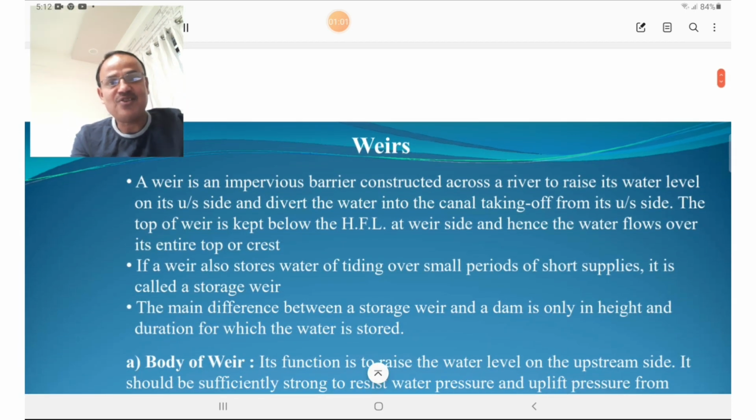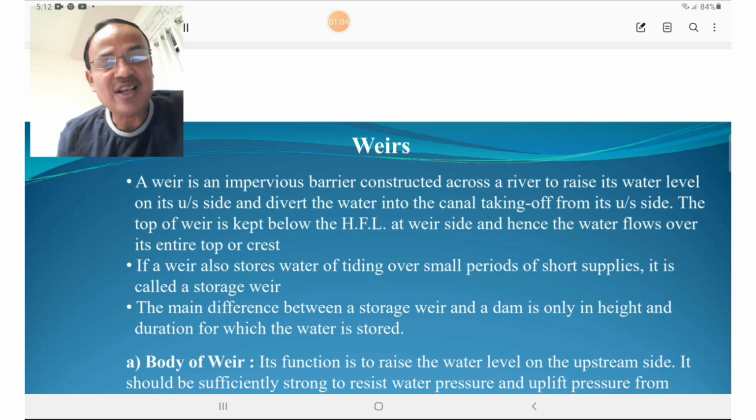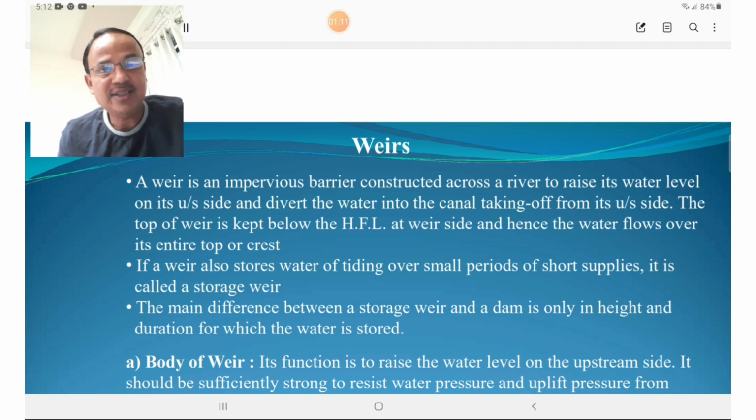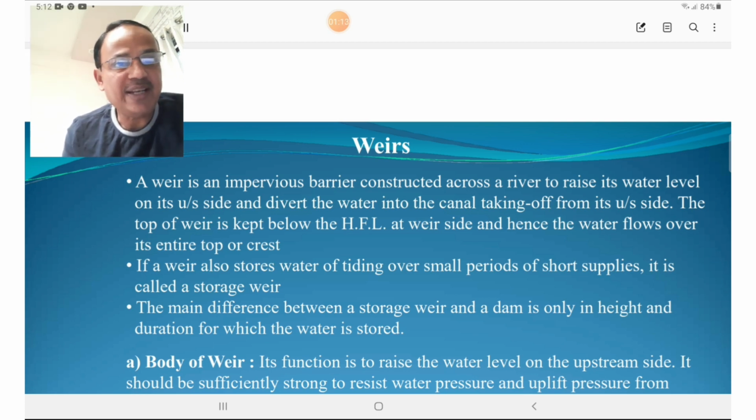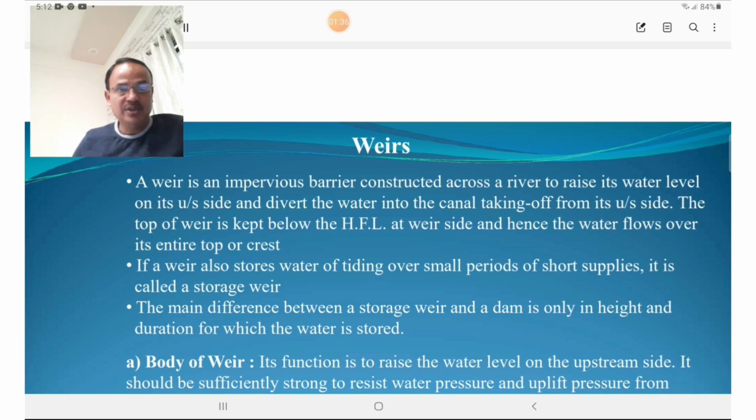As we already discussed in the diversion headwork, the weirs are constructed across the river for maintaining the water level in the canals. A weir is an impervious barrier constructed across a river to raise the water level on its upstream side and divert the water into a canal taking off from its upstream side, as shown in the diversion headwork. The top of the weir is kept below the HFL at the weir site, and hence the water flows over its entire top or crest.